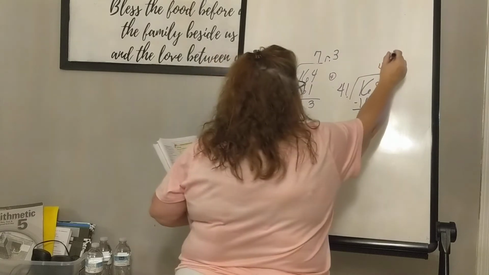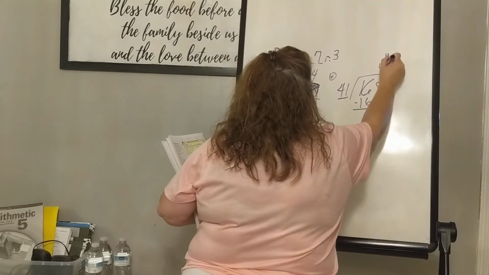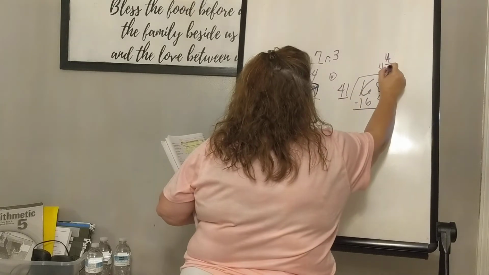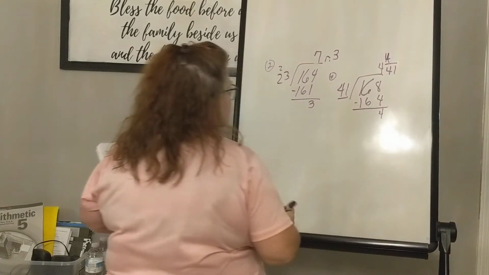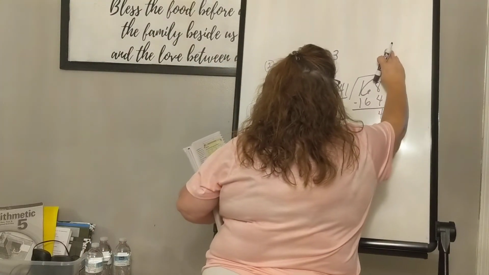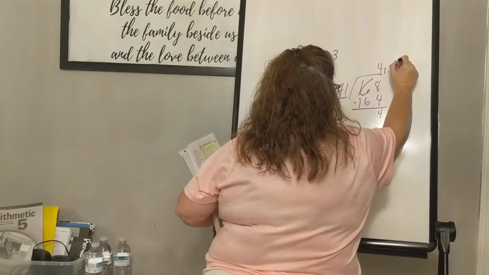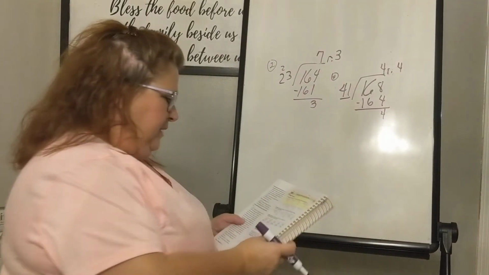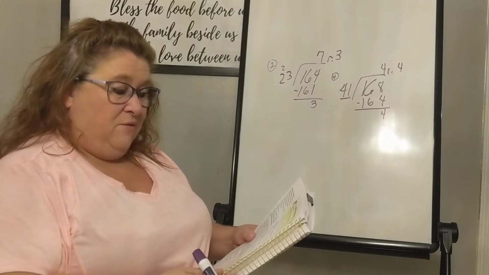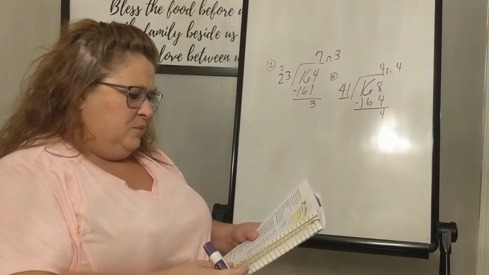So 4 becomes our numerator, and our denominator is 41. So 4, we're not writing it as a fraction, I'm sorry. 4 remainder 4 is our answer. Okay? And then you just have one more division problem there to do on your own.